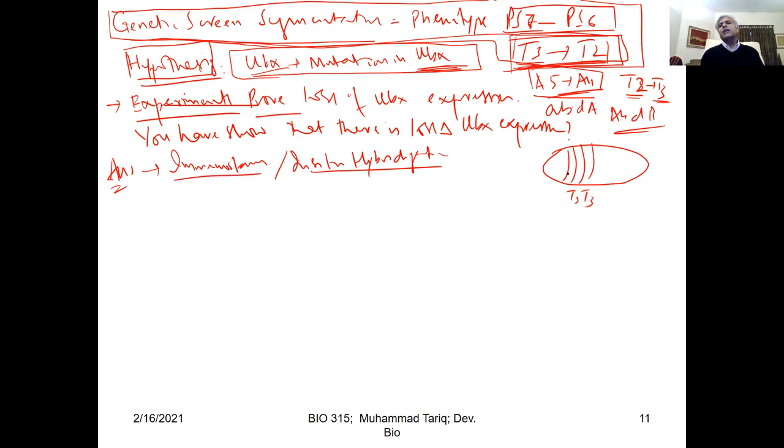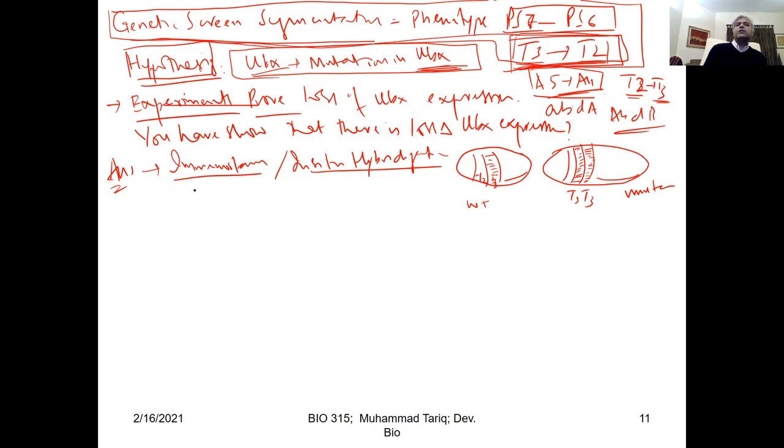When you use immunostaining, you will always compare it with the wild type. So this is your mutant, and this is your wild type, where you have T2, T3, all the normal segments, abdominal segments. With immunostaining, you will be able to see that in T2, normally UBX is not there, but now I have UBX everywhere. In T3 it is normally there, but now it has appeared in T2 as well. Here you have it only in T3. Clear?